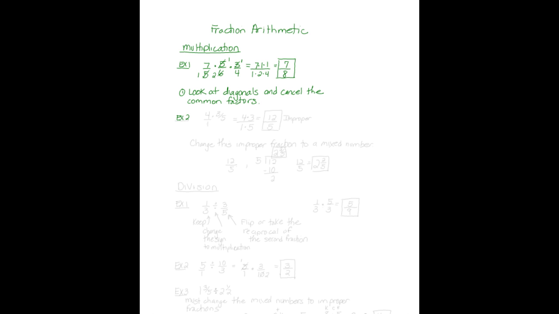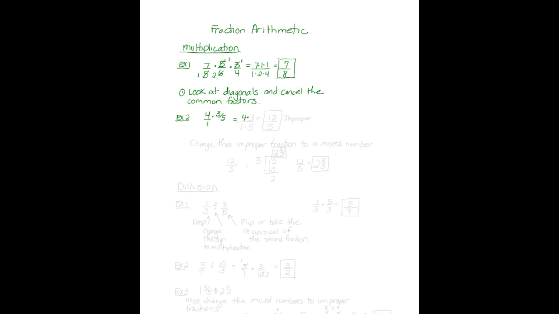Example 2. 4 times 3/5. Okay, 4. We want to put it over 1 because it means the same thing as the whole number 4. Now we look at our diagonals to see if we can cancel out common factors. 4 and 5 do not share common factors. 1 and 3 do not. So now we will multiply straight across.